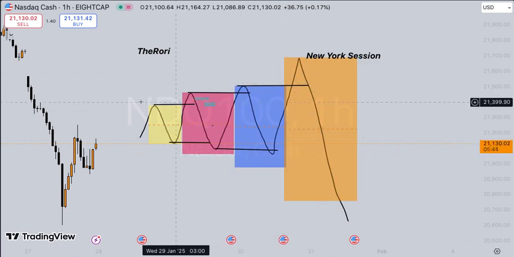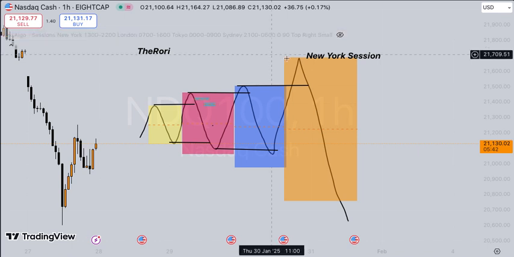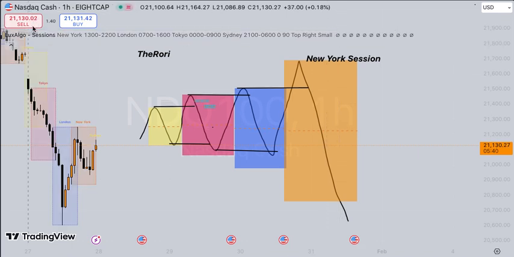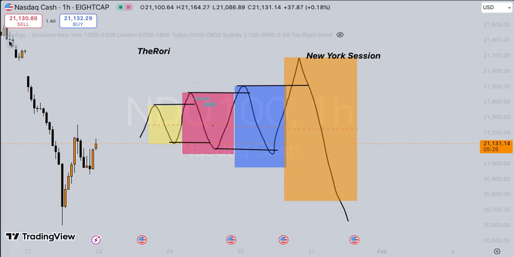For you to see all these things, you must have this indicator called Lux Algo Sessions. No one will ever give you this information except one of the best. Right?